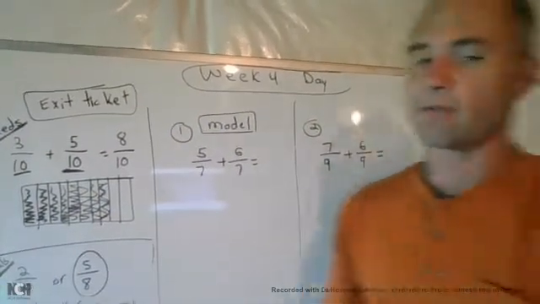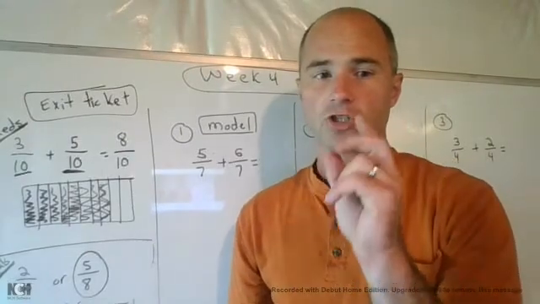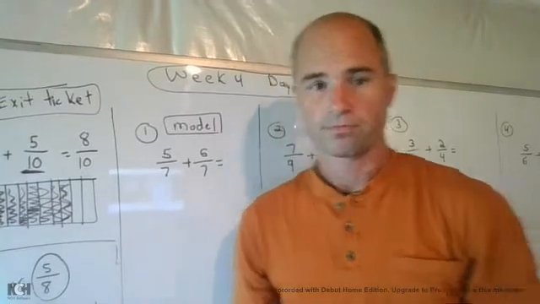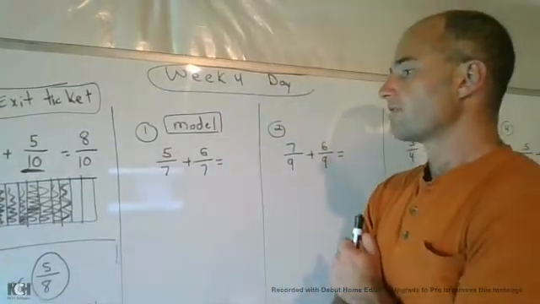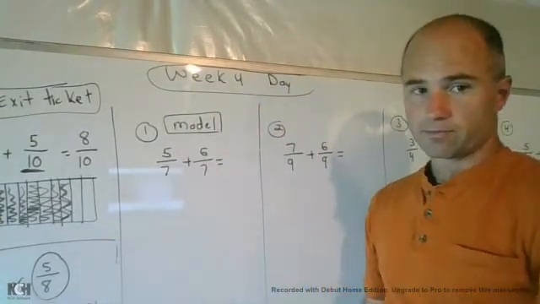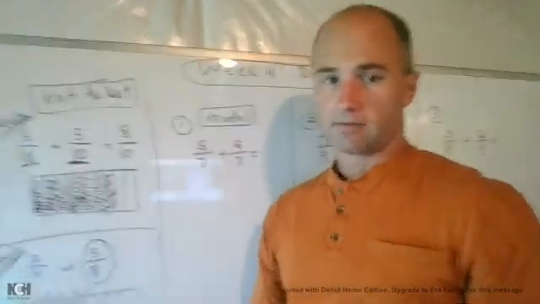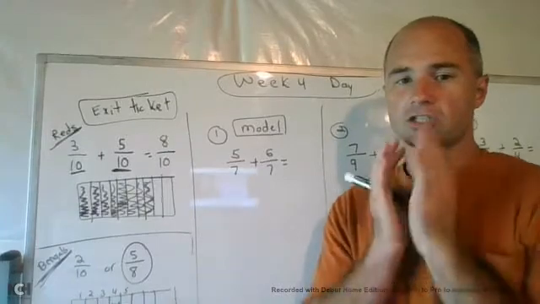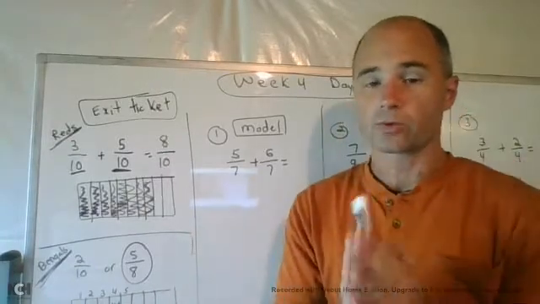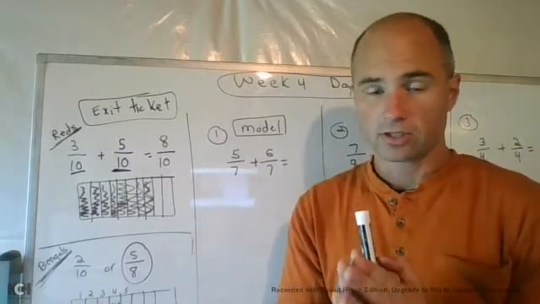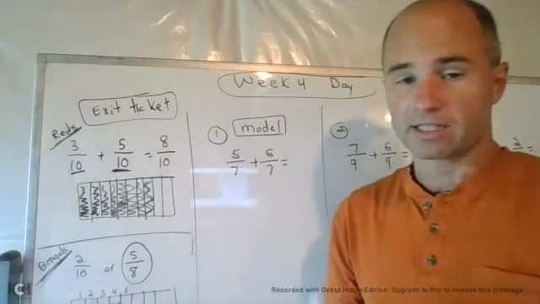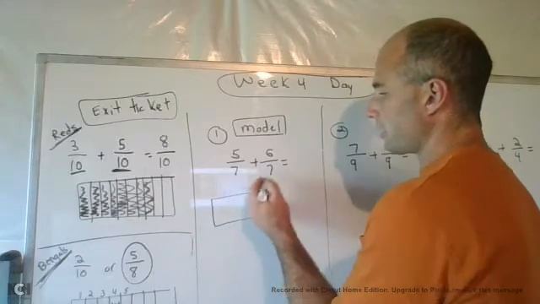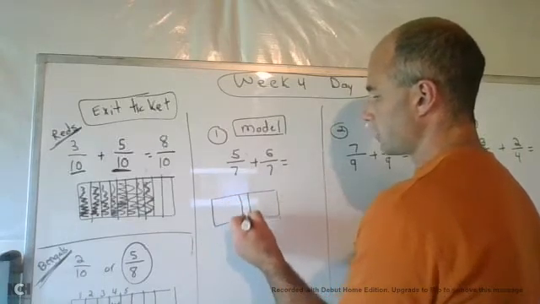Week 4, like I mentioned, this is day 2 for the Reds and day 1 for the Bengals. 5/7 plus 6/7. As I mentioned in the exit ticket for the Reds, the denominator does not change when you're adding or when you're subtracting fractions. How is that possible? Well, because my denominator is 7ths here, which are always very challenging to draw.